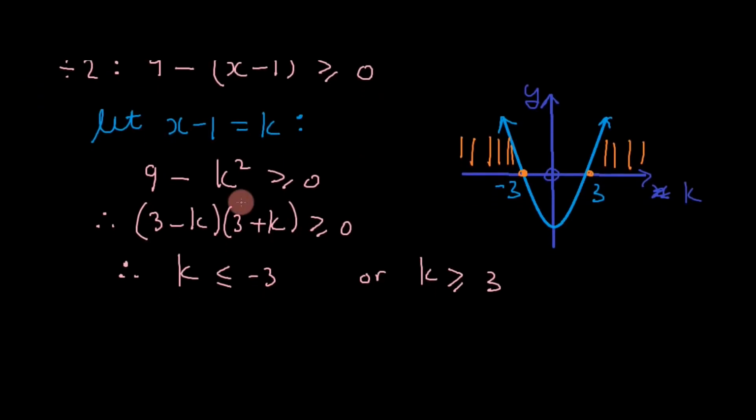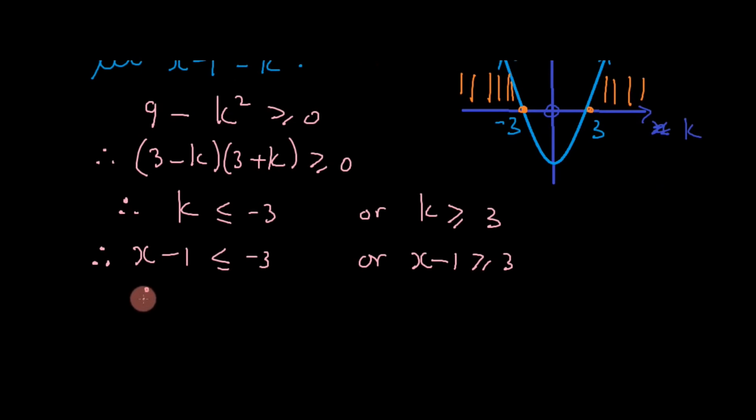Now, the original inequality, of course, is in terms of x, and here we have answers in terms of k. So we're going to substitute back in for x. So where we have k in these two inequalities, we're going to write x minus 1. So x minus 1 is less than or equal to -3, or x minus 1 is greater than or equal to 3. And now we can solve for x. x will be less than or equal to -2, or x will be greater than or equal to 4. This being our final answer.